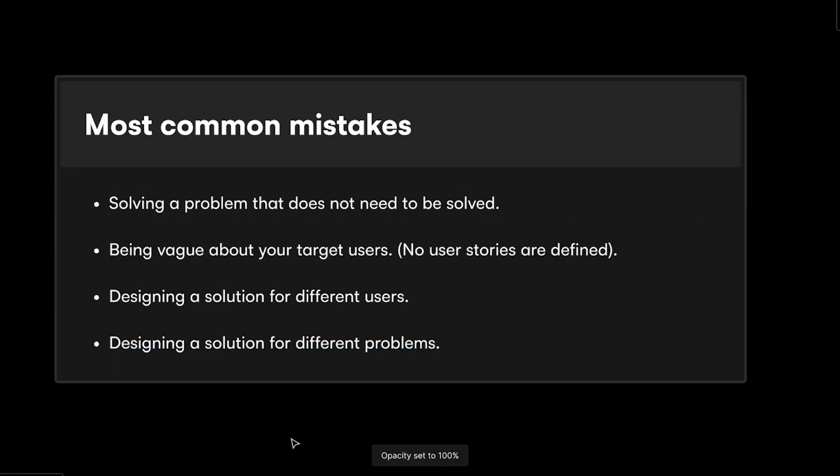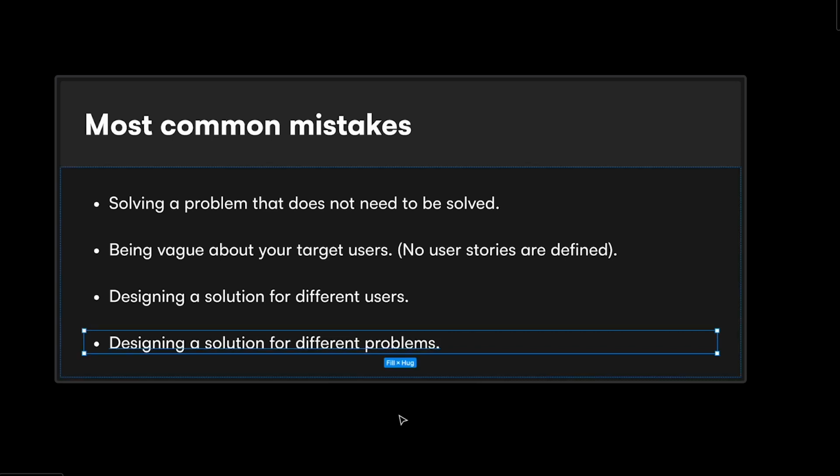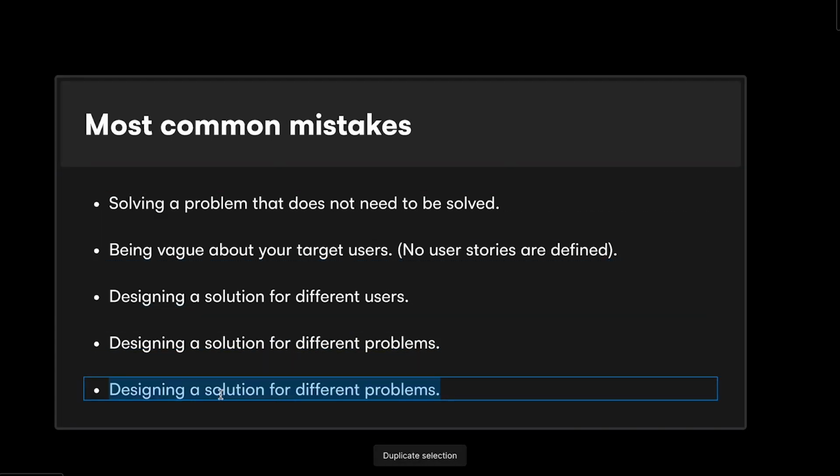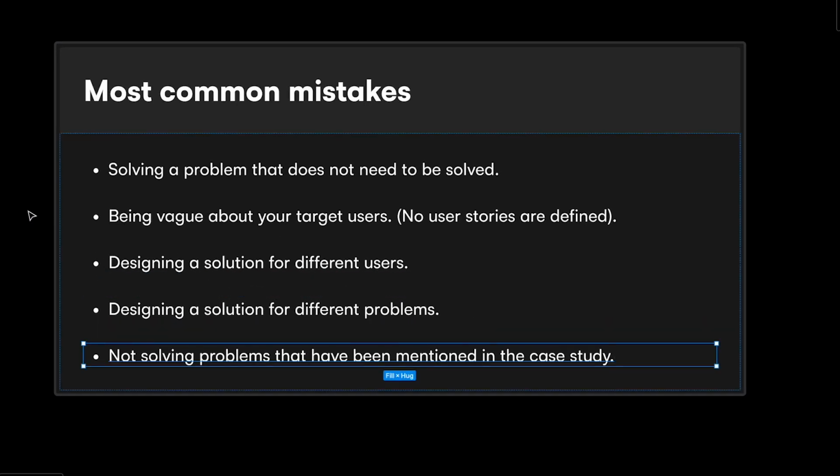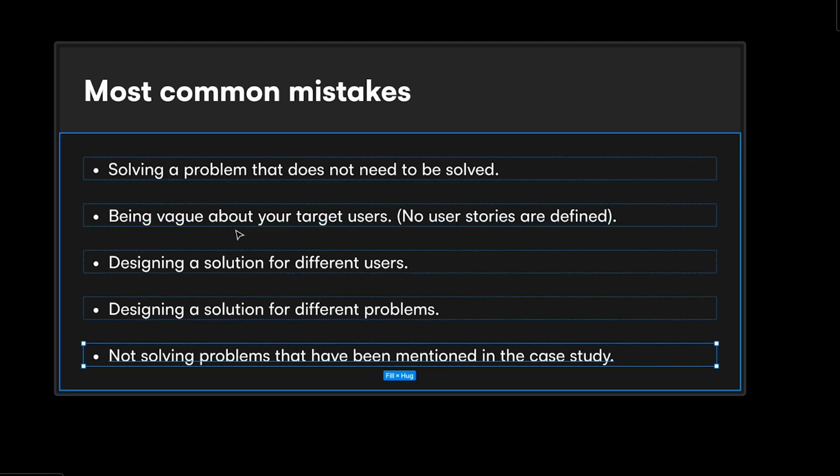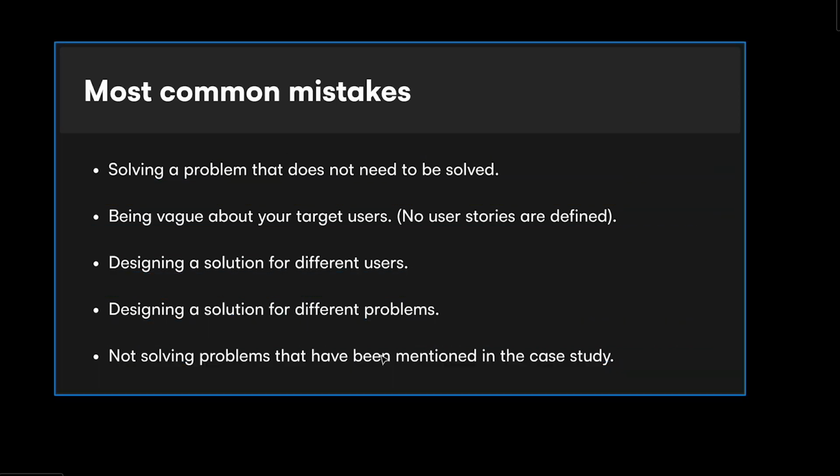And finally, the last one is solving a solution for different problems. I think I'm going to add another one, which is not solving problems that have been mentioned in the case study. I've seen this so many times where they list a set of problems. They did some research, got some insights, and listed these as the problems. But then when I look at the solution, I'm like, you didn't even cover half of these problems that you spoke about. So these are the most common mistakes that you make.